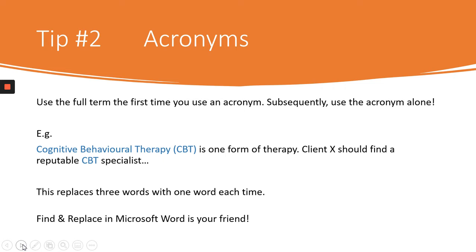So for example, on the screen there, I've said cognitive behavioural therapy. In brackets, I've then said CBT, and that would be 4 words. Cognitive behavioural therapy, CBT, is one form of therapy. Client X should find a reputable CBT specialist. Now, the second time there, I've just used the acronym CBT, and I've used 1 word instead of using 3. And that saving is going to come up every time we refer to CBT within that paragraph.